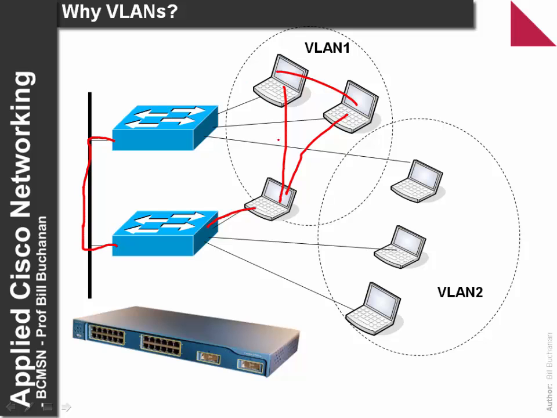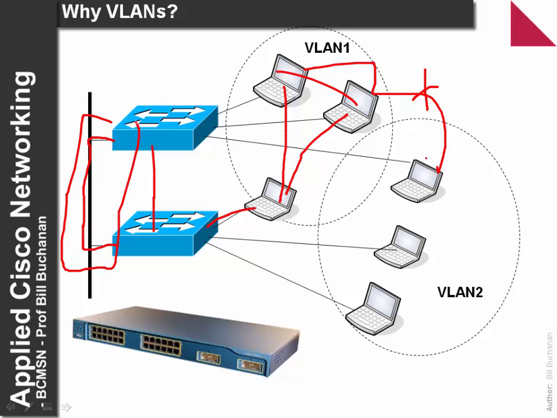So now, even though these three machines connect to the same switch, they are not connected to the same network. Again, VLAN 2, we can span across the various switches. What we need is a trunking backbone.